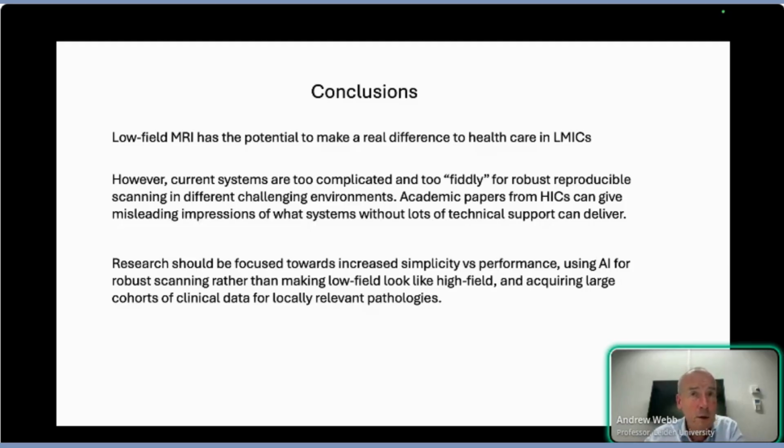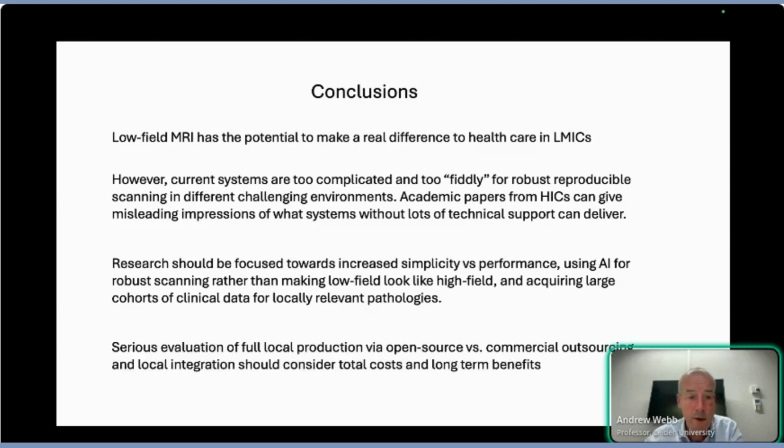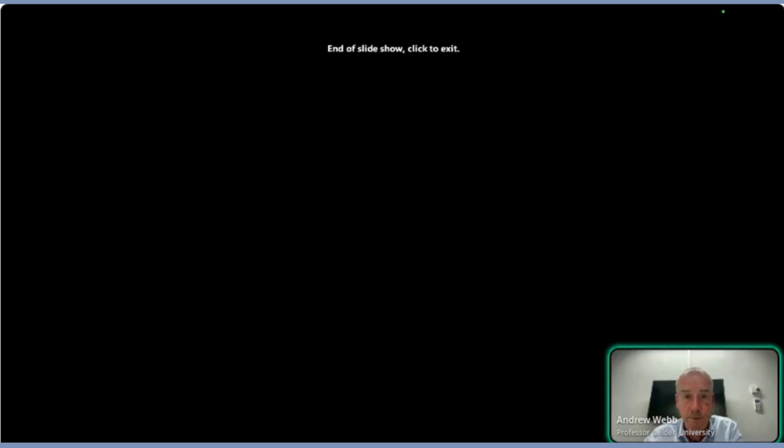And we also need to start acquiring data which is locally relevant for pathologies. So that might be hydrocephalus, let's say, for Uganda. This might be Zika for some of the sites in South America. And I think we also need to take a serious look at local production, open source, commercial outsourcing, local integration to see what really makes sense, because ultimately we need systems that work reliably to be able to collect the data that people so desperately need.